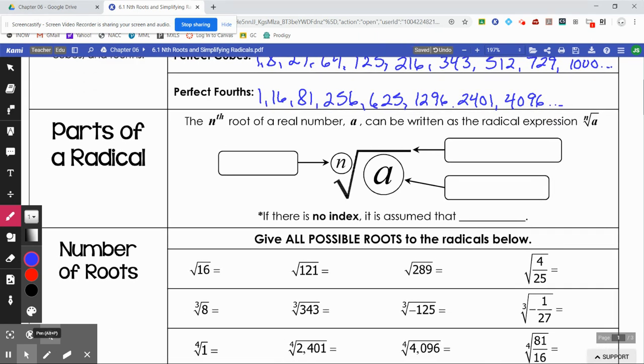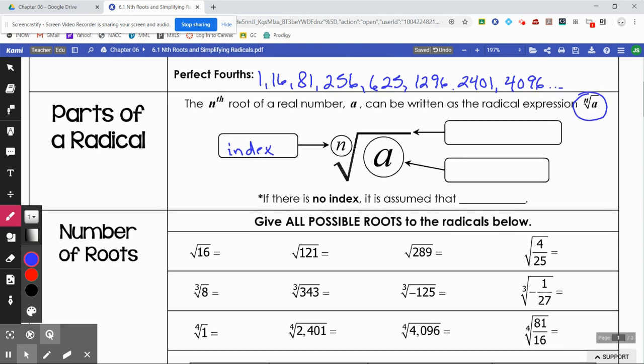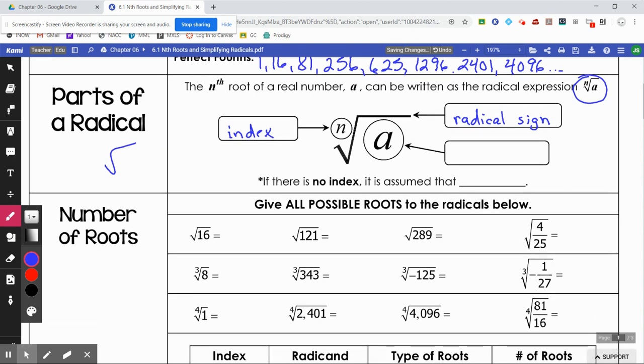Okay, the parts of the radical. The nth root of a real number a can be written as a radical expression, as you see here, the nth root of a, where the n is called the index. And that tells you what root you're taking. Are you taking a second root, a third root, a fourth root? Now, if there's no number there, if it's just the radical, it's understood to be a second root or a square root. You have your radical sign, which looks like a little house top there. And then the number inside the radical is called the radicand.